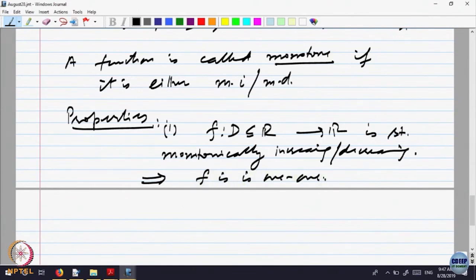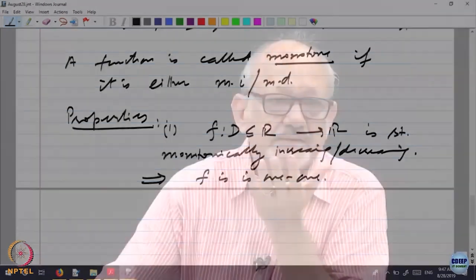f is 1-1. Is that okay? The function is either strictly increasing or strictly decreasing, so it should be 1-1. Is it clear everybody why is so? Because if not, then what will happen? At two different points x1, x2, f of x1 is equal to f of x2, but either x1 will be less than x2 or x2 is bigger than x1. Either of it will contradict the fact it is monotonically increasing or decreasing.